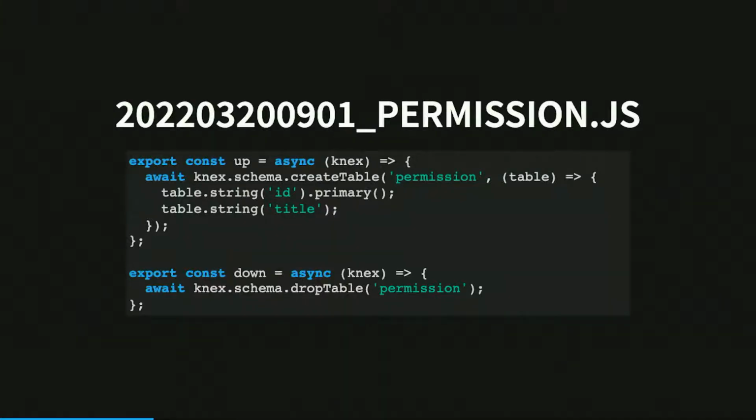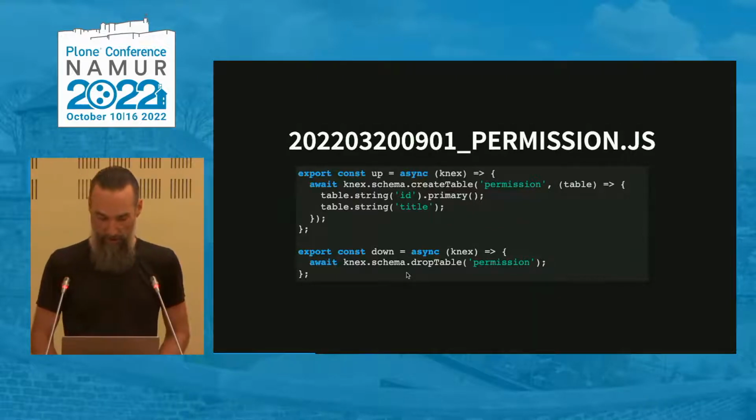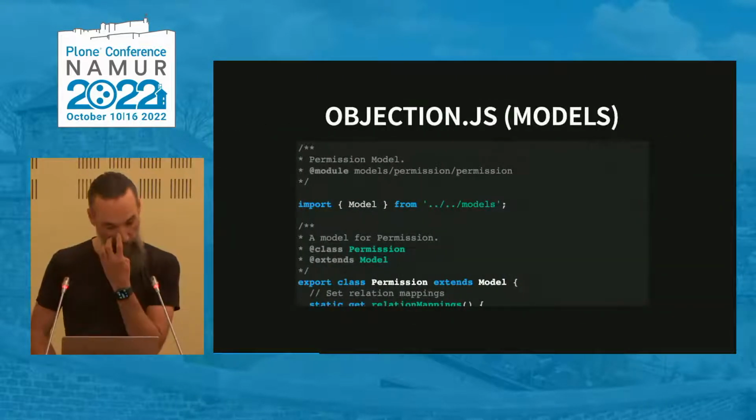Fairly simple. You basically have two methods, one being an up method and one being a down method, and you just specify, if I go from the previous version to this version, you have to do this, and if I go back then the down, you do this. So in this case, we're adding a permission table with an ID and a title, and if we go down to that version, we just drop the table. So that's fairly simple. Then we have Objection.